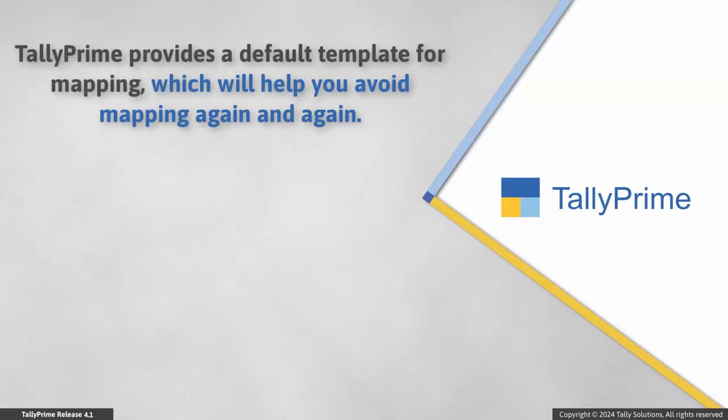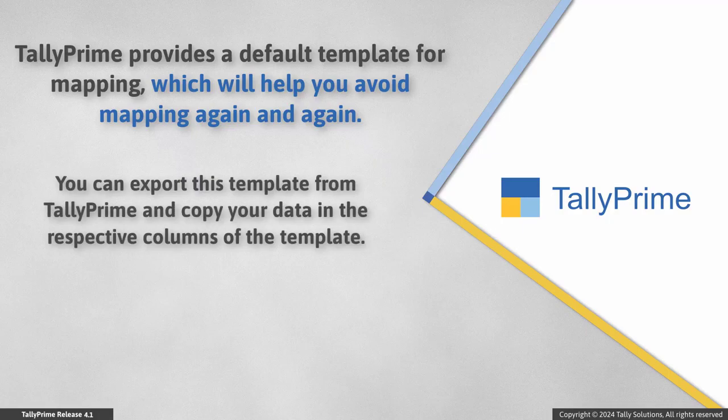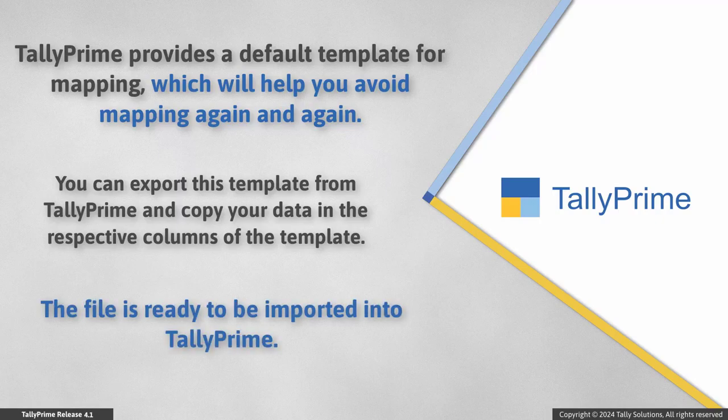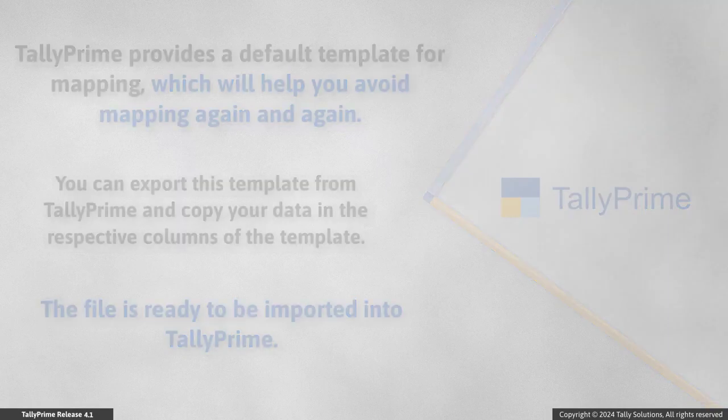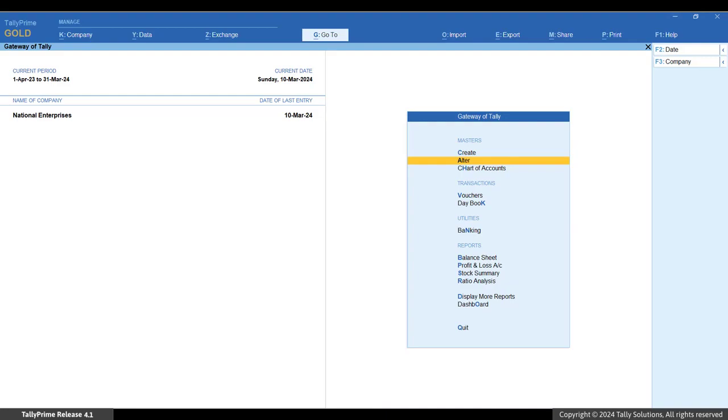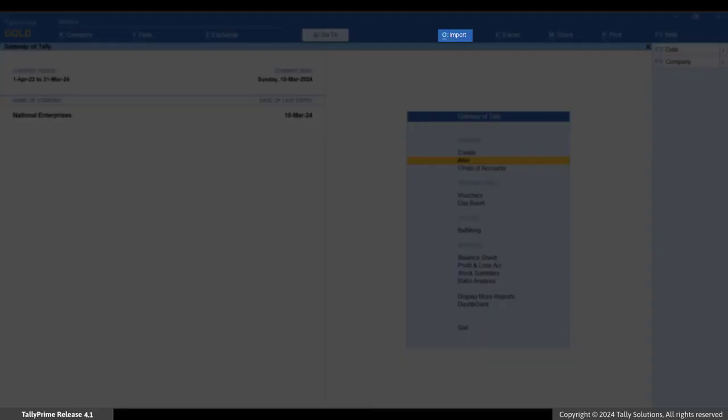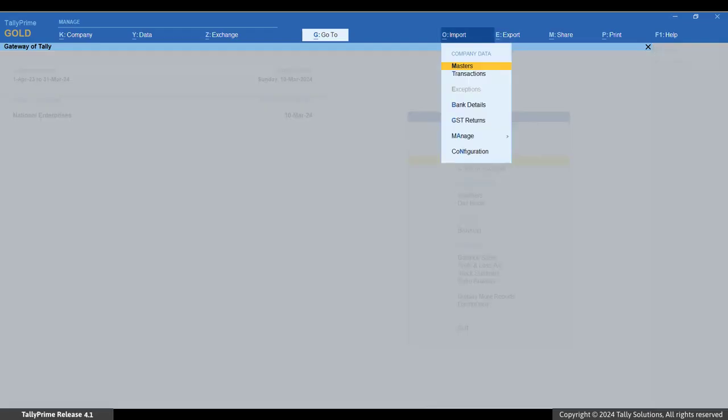TallyPrime provides a default template for mapping, which will help you avoid mapping again and again. You can export this template from TallyPrime and copy your data in the respective columns of the template. And the file is ready to be imported into TallyPrime. To export the default template, press Alt+O, Import.